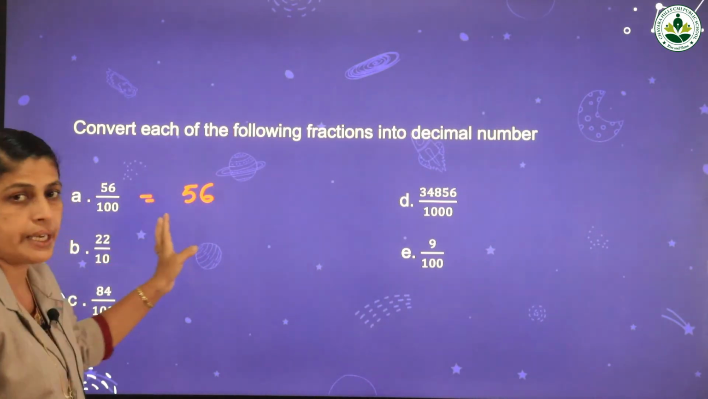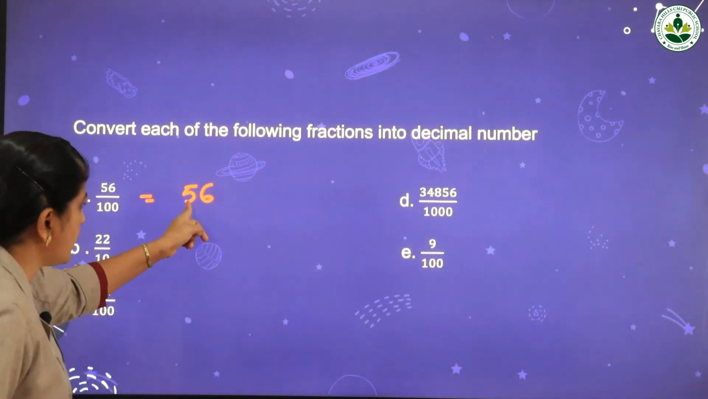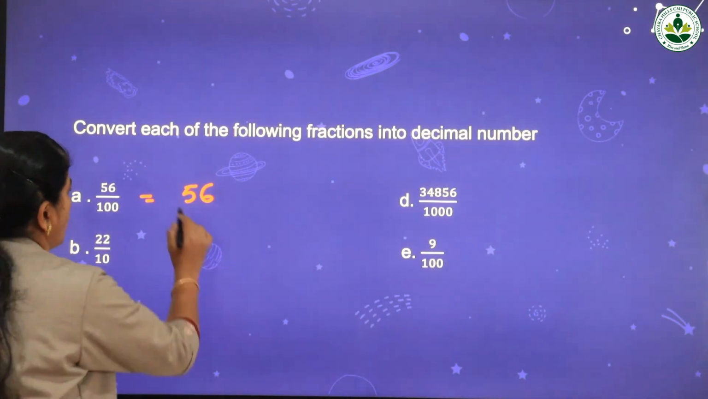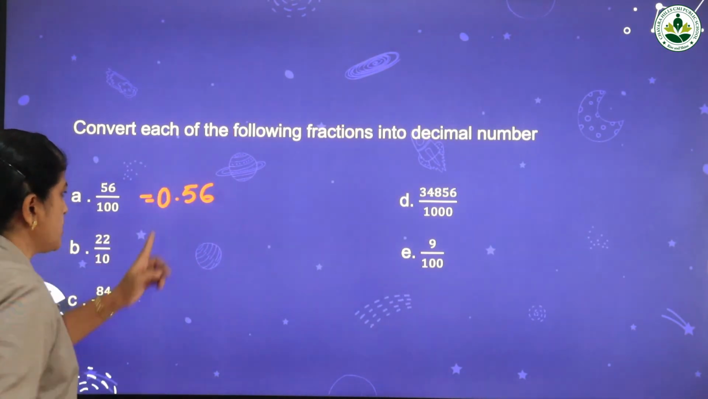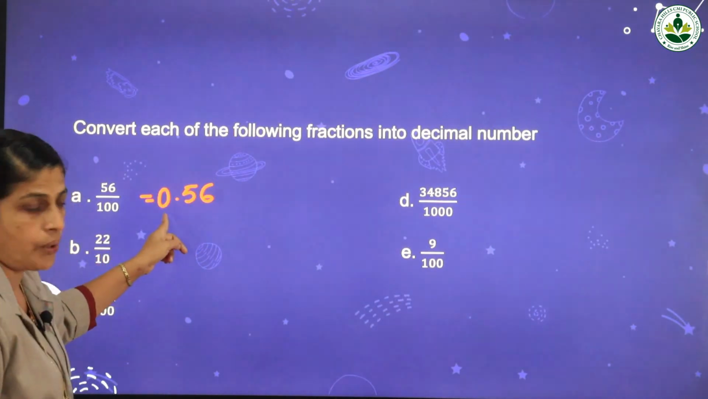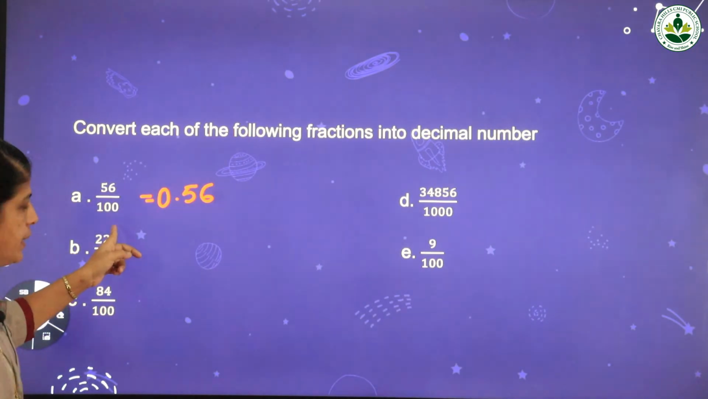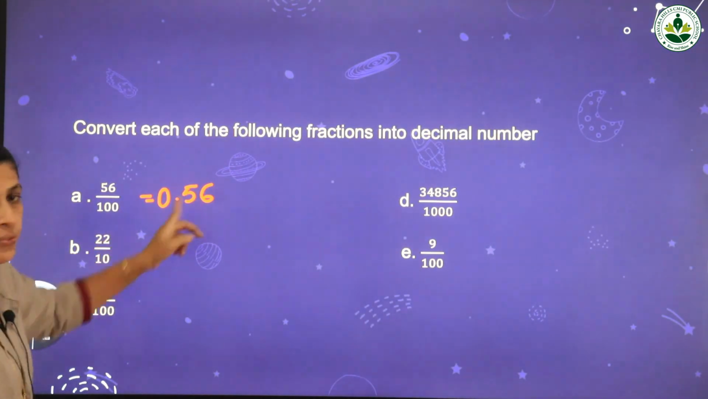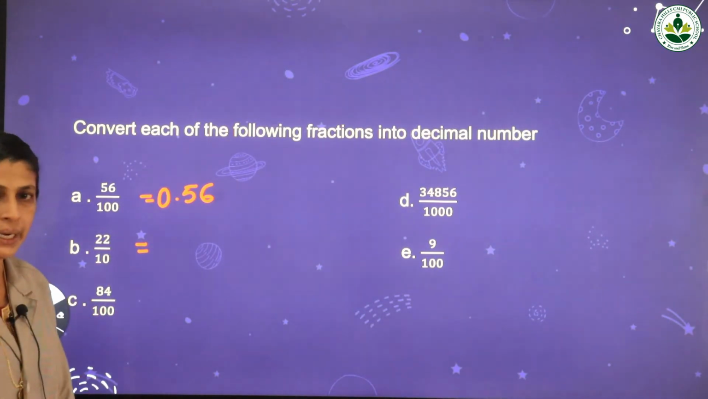I told you that there should be 2 digits after the decimal point and we have written 2 digits, 56. Therefore, put a point before 5 and put 0 also, because if there are no digits before the decimal point, we should put 0. Then the decimal number equal to 56 by 100 is 0.56.